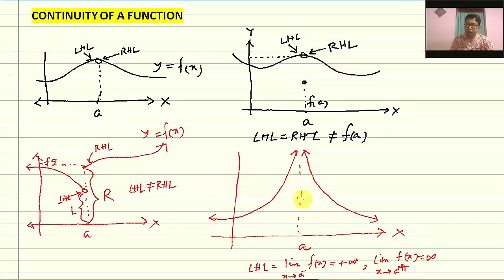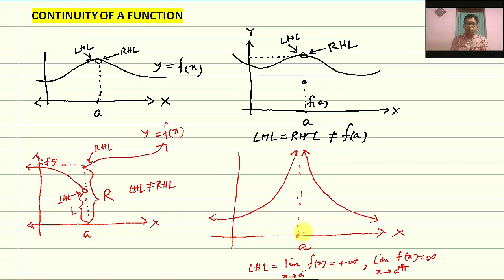So for this, the function is not continuous, since not both of them, or any one of them, is a finite value. That means LHL and RHL both are not defined at the point x equal to a, and the function is also not defined at the point x equal to a. For this, the function is discontinuous. Moreover, if you want to draw this curve, you can draw this part, but after that you have to lift the pen and again draw this curve. So the function is discontinuous at the point x equal to a.